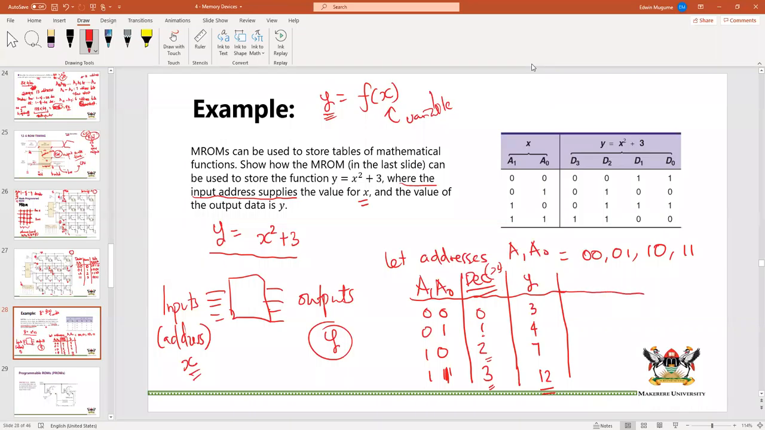So then we can say that our output, meaning we need 4 bits, D3, D2, D1, D0. 3 will be 0, 0, 1, 1. 4 will be 0, 1, 0, 0. 7 will be 0, 1, 1, 1. And 12 will be 1, 1, 0, 0. Now, it means that every time you give the address as 0, 0, the output will be that data. So the information that is stored at address 00 is that data. The information stored at 01 is that data, and so on and so forth.